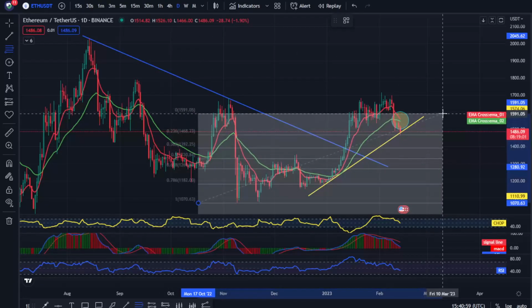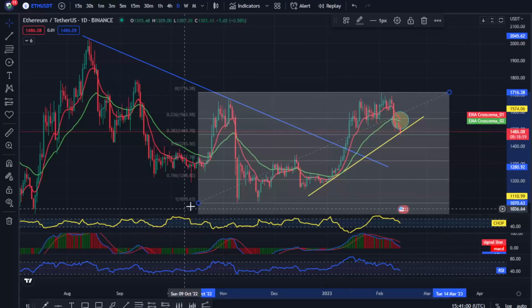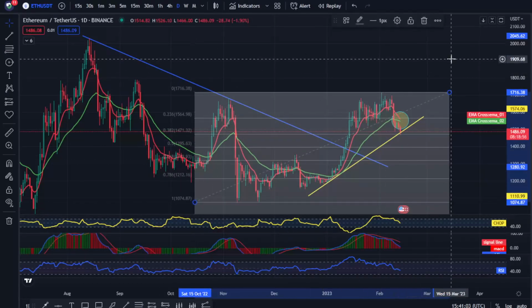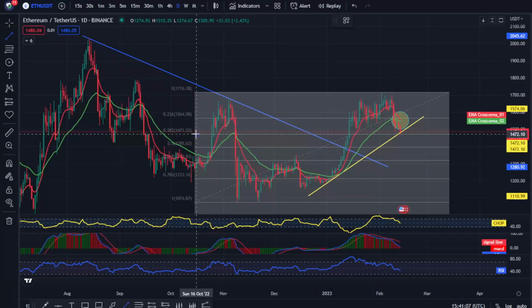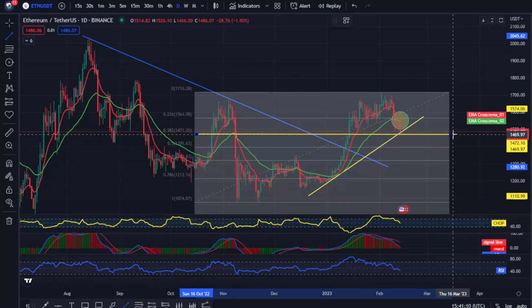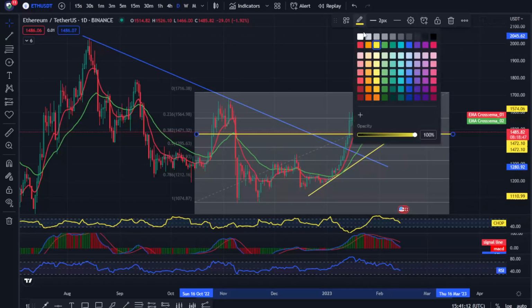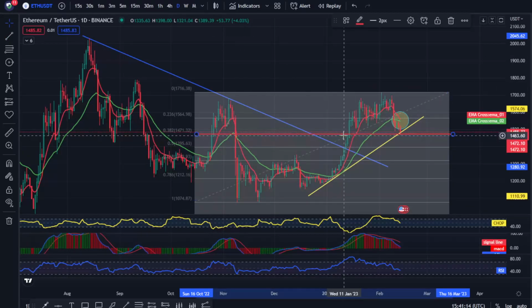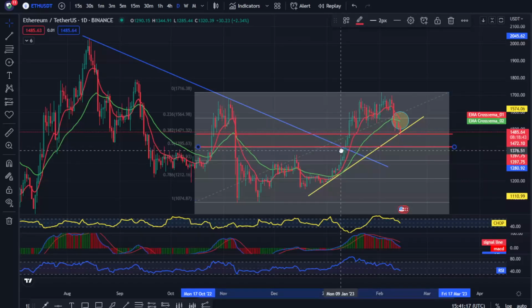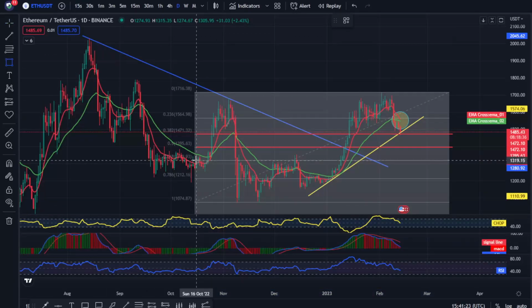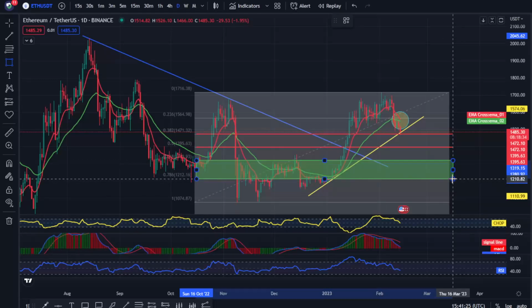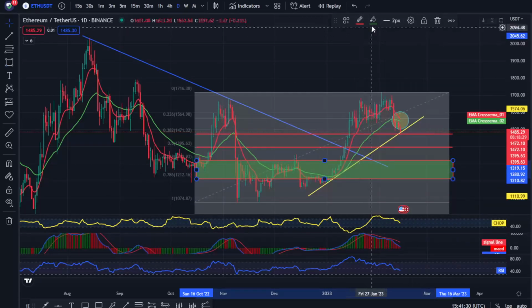Now let's move on to marking the places of support. We will use the fib retracement tool to mark the supports. And as you can see, we have the first support at $1,472, the second support at $1,396. Then we can mark the strong support zone from $1,319 to $1,211.